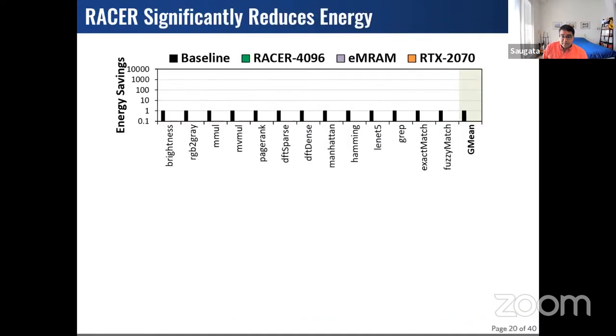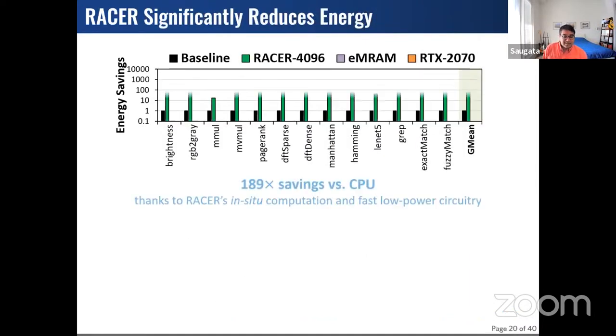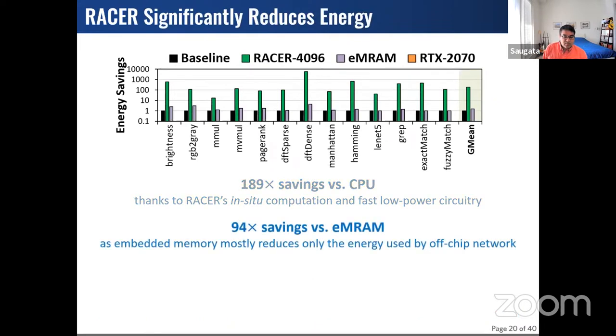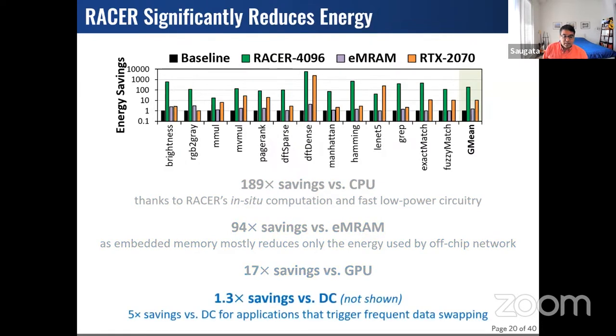On the energy front, we see similar, almost absurdly high gains: 189x versus the CPU, 94x versus the embedded MRAM, 17x versus the GPU, and 30% versus Duality Cache. We pared down the problem sizes for Duality Cache to be fair to Duality Cache. For the application that triggered frequent data swapping between the cache and lower levels of the memory hierarchy, we found a 5x savings in energy.